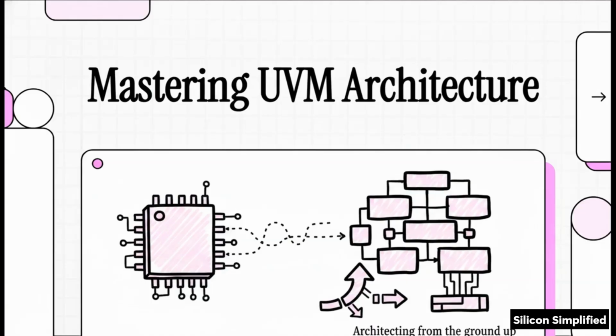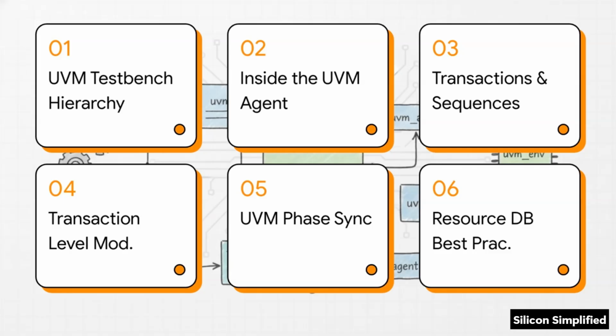So we're going to break down how to architect a complete UVM project from the ground up, moving from the basic structural foundation all the way to some really advanced industry best practices. We've got a pretty packed agenda today. We'll be covering the UVM test bench hierarchy, what's inside the UVM agent, transactions and sequences, transaction-level modeling, synchronization with UVM phases, and finally, a really cool best practice using the resource database.